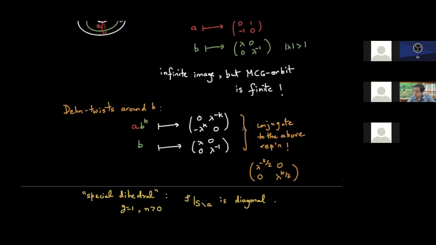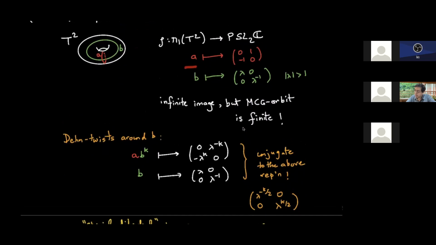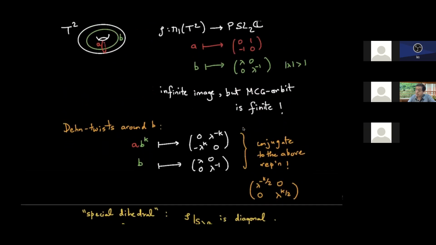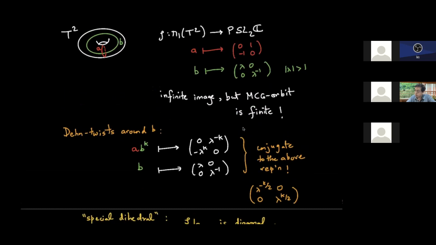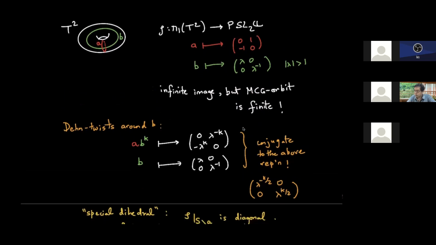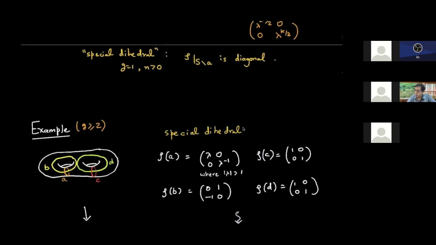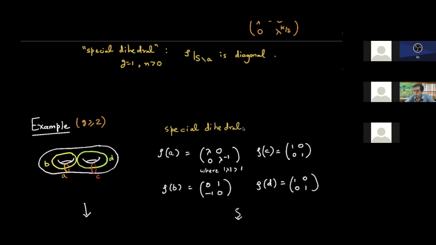In fact, you can allow punctures, or rather holes, so boundary components here, and these are what we call special dihedral representations. It's similar: there's one curve A which maps to this inversion, (0, 1; -1, 0), and on the complement of that curve, your representation restricts to a diagonal representation. So generators map to diagonal matrices, like happens here. Roughly speaking, that's what a special dihedral representation is. And this works only for genus 1 and not higher genus, because there are more mapping classes.